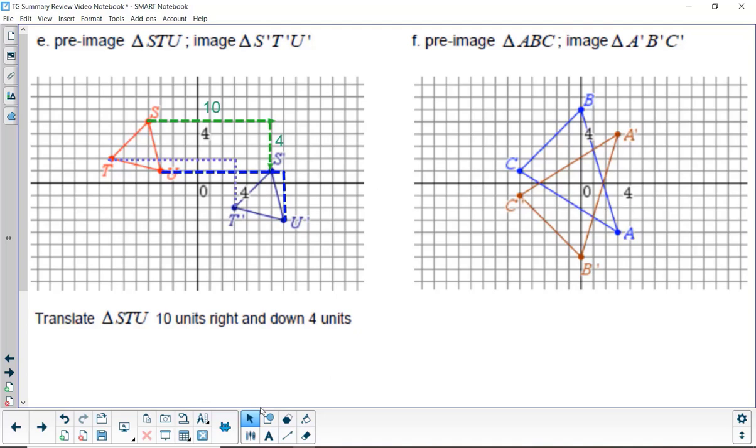Looking at F, again, I connected corresponding vertices and saw that the midpoints for these green segments would be along the x-axis. So I'm going to say it's a reflection about the x-axis. Reflect the blue triangle about the x-axis to get the brown triangle.